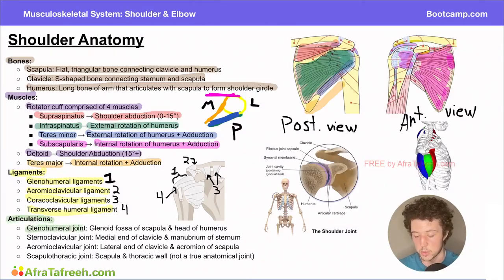And finally, we'll talk about articulations, which will follow a similar naming convention to the ligaments. So the glenohumeral joint will be the joint between the glenoid fossa of the scapula and the head of the humerus, which we can see in a close-up here, where we can tell it is a ball and socket joint, giving us great mobility at the cost of some stability in the shoulder.